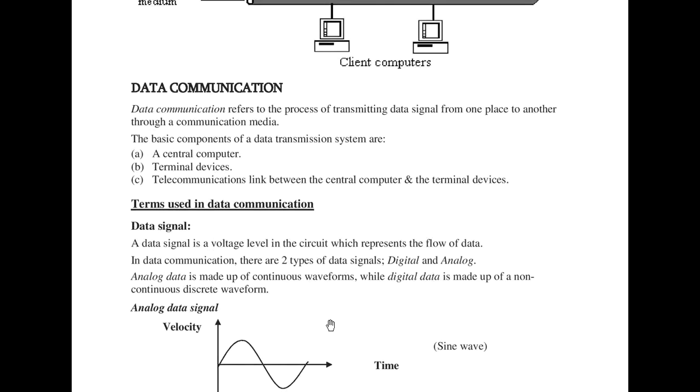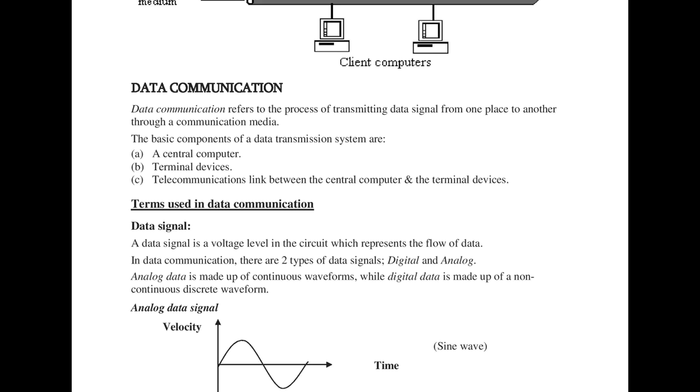Then, if somebody asks, what is data communication? Data communication refers to the process of transmitting data signal from one place to another through a communication media. The basic components of a data transmission system are, we usually have a central computer, that is the server.